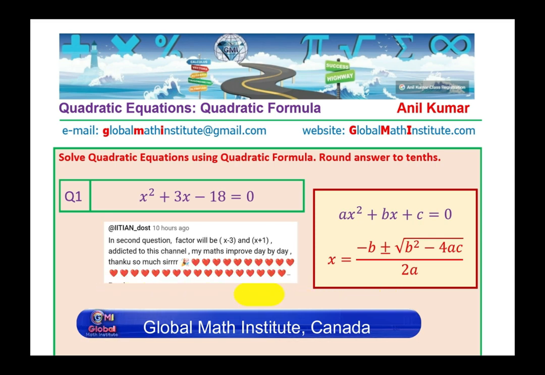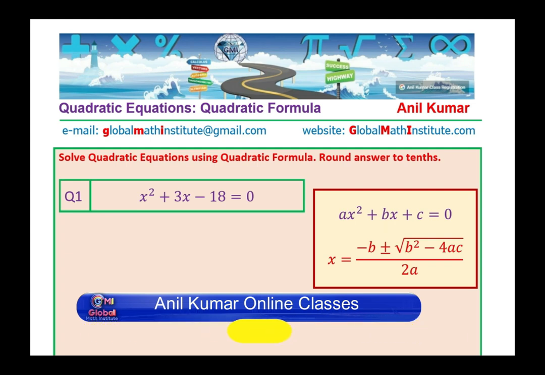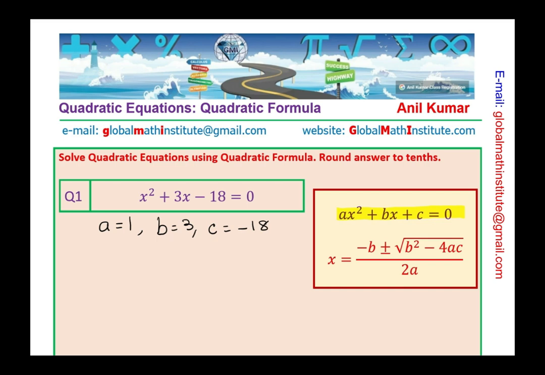Now this can be factored and you can find the solution using factoring. However, our focus here is to use the quadratic formula, understand how it should be applied, and then find the solution. So if you compare x squared plus 3x minus 18 with the general form of quadratic equation ax squared plus bx plus c, what do you notice? Well, you see that the value of a is 1, the value of b is 3, and that of c is minus 18.